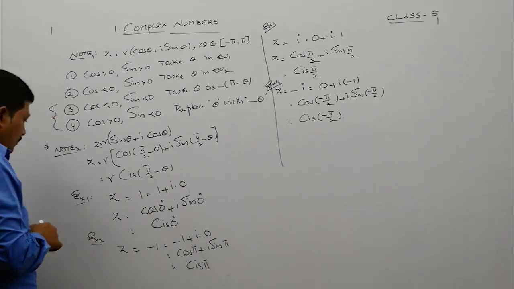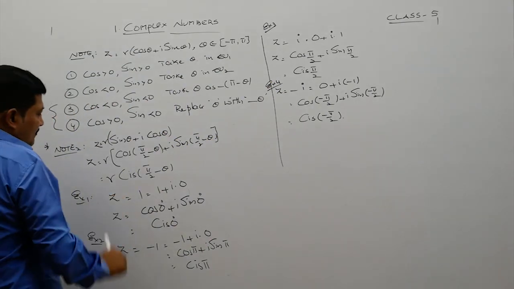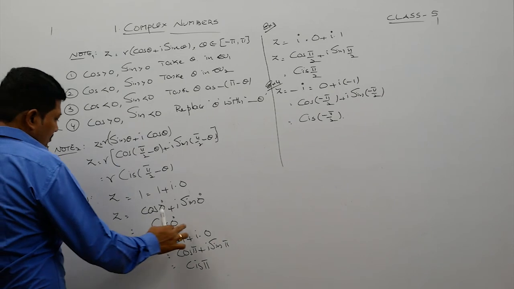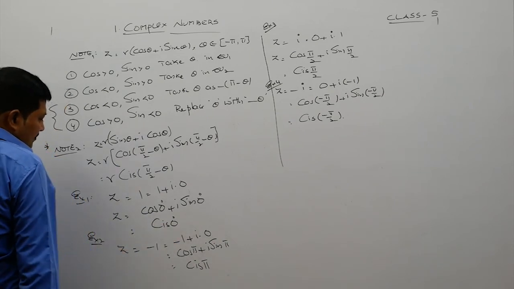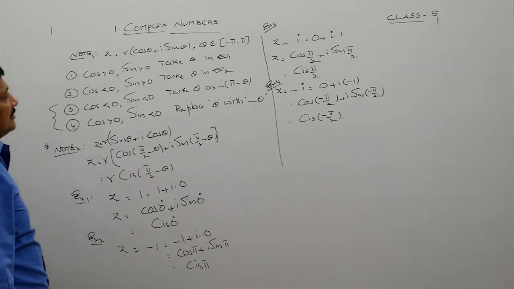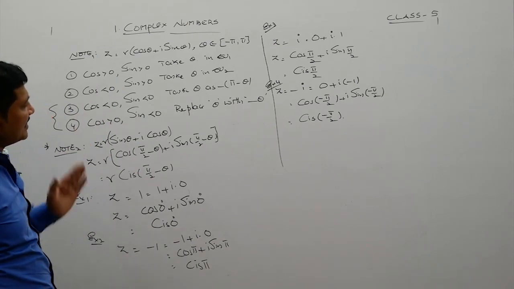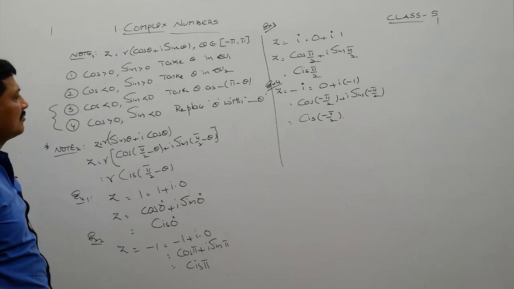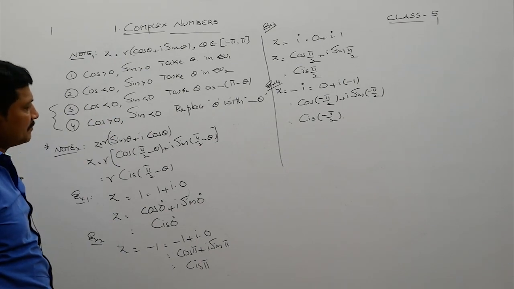So these are called fourth roots of unity. The first one is 1, that is equal to cis 0, and the second one is minus 1, that is equal to cis pi, and the next one is i, that is equal to cis pi by 2. The next one is minus i, that is equal to cis of minus pi by 2.